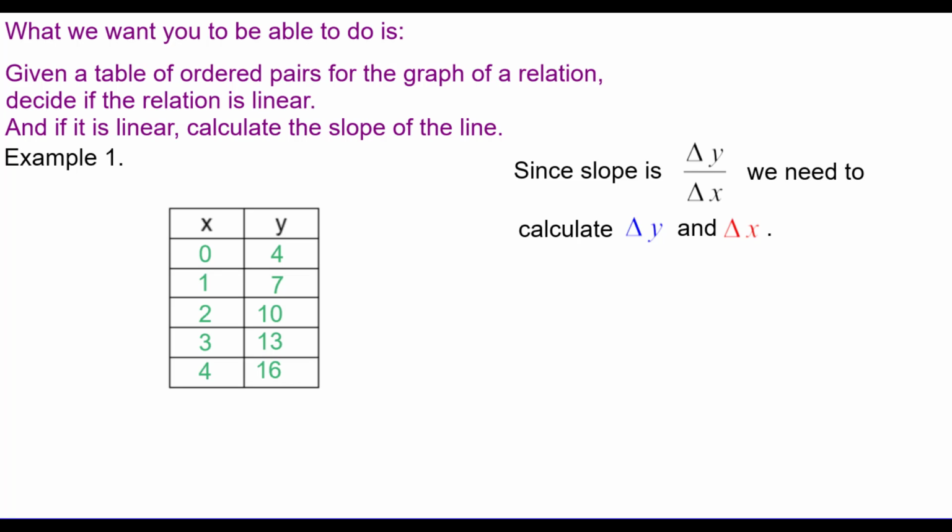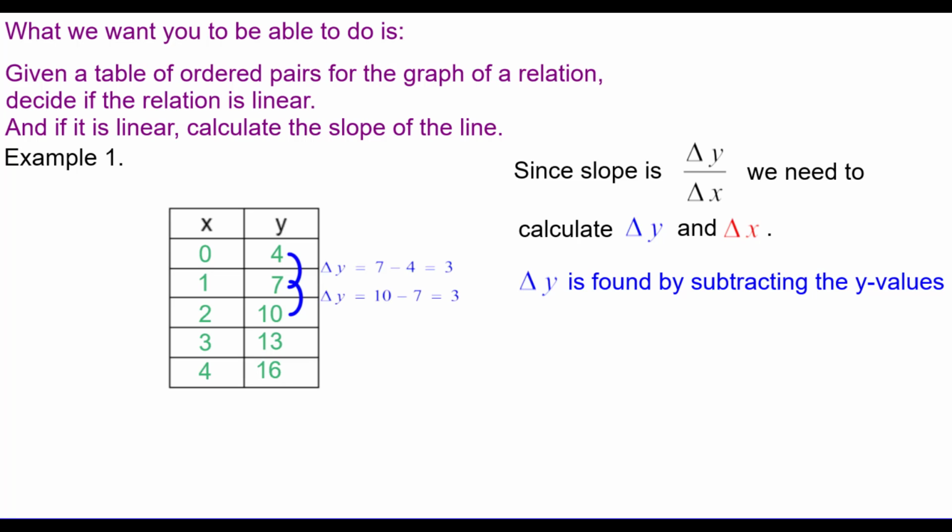Since slope is change in y over change in x, we need to calculate the change in y and the change in x. Remember that change in y is found by subtracting the y values. So in this case, I'm going to subtract 7 minus 4 and get 3. So the change in y is 3. The next one, 10 minus 7 is 3. 13 minus 10 is 3. 16 minus 13 is 3. Notice I'm going bottom minus the one above it, always in the same order.